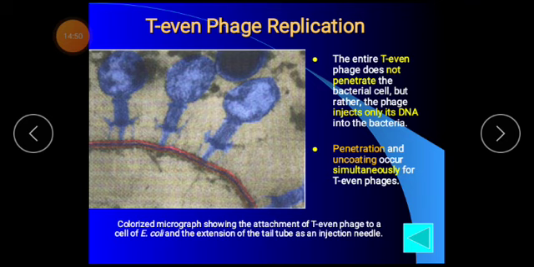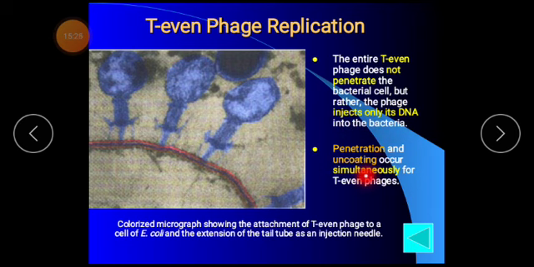And the entire T-even phage does not penetrate the bacterial cell, but rather the phage injects only its DNA into the bacteria. For T phage, it's not allowed to penetrate into the bacterial cell. It injects its DNA through those tails. They touch the bacterial cell and then inject the DNA into the bacteria.